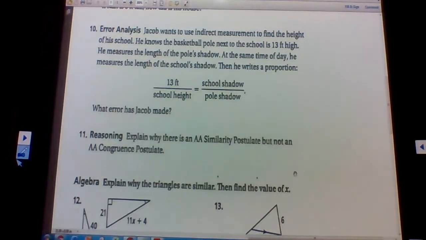Alright, number 10. Jacob wants to use his indirect measurements to find the height of his school. He knows the basketball pole next to the school is 13 feet high. He measures the length of the pole's shadow. At the same time of day, he measures the length of the school's shadow. He then writes the proportion. What error has Jacob made?